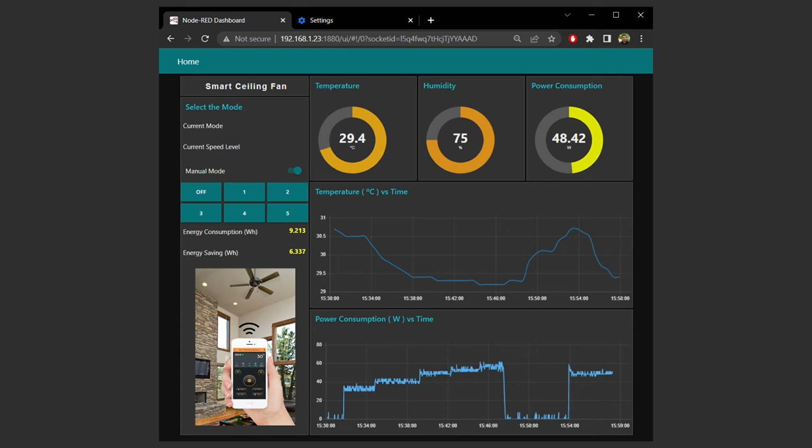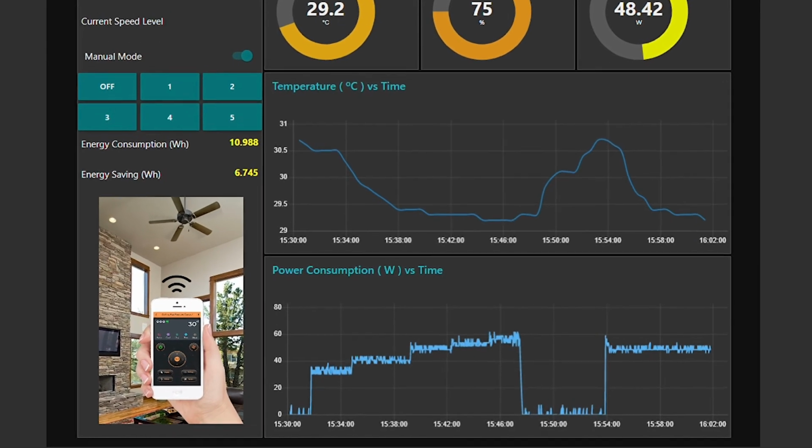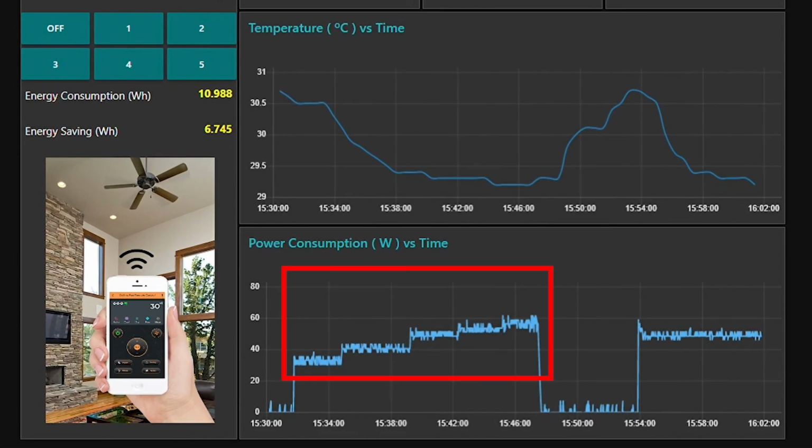A time-lapsed recording of the dashboard operation is shown here. When the highlighted area is considered, we can clearly see the different power consumption levels at different fan speeds. When both highlighted areas of temperature and power are considered, we can see that the temperature gradually reduces and stabilizes at a minimum temperature level with increasing fan speed.